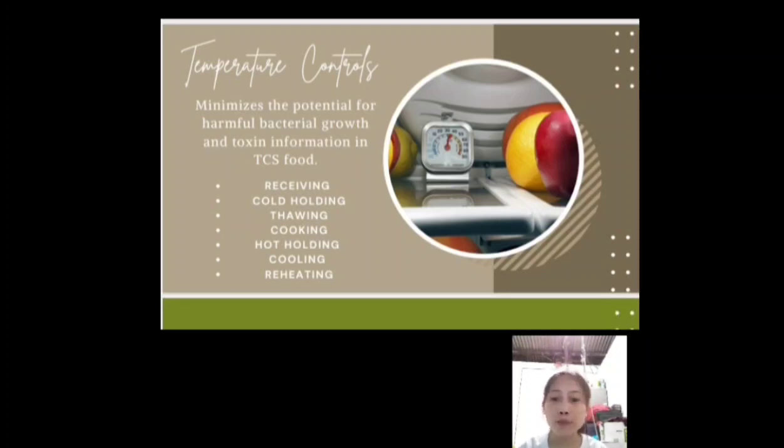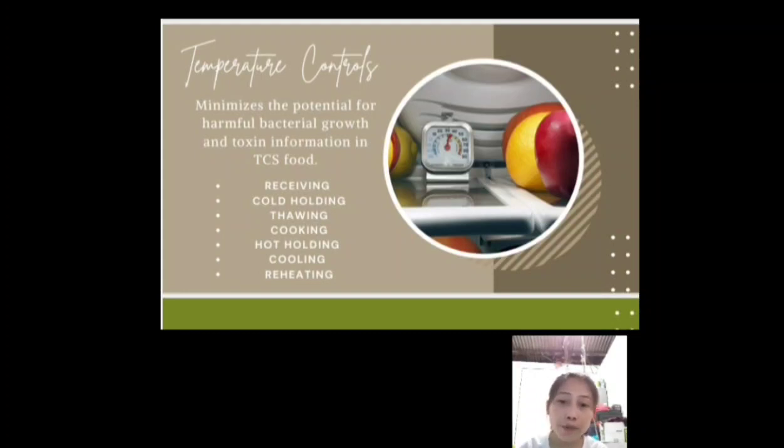So let's move on to the cold holding. Always keep food at 5 degrees Celsius or colder. Check food with a probe when preparing to reheat the food. And always remember na ang frozen food always be frozen. So that is the cold holding.